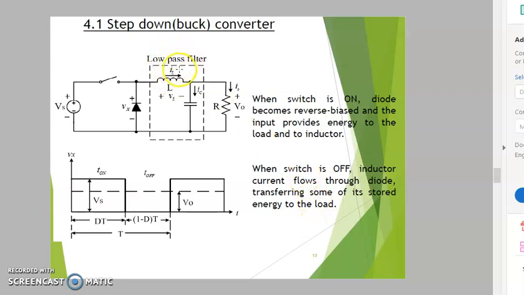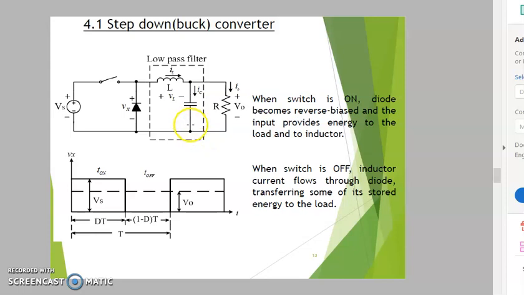So this is the arrangement of the low pass filter in the circuit. When the switch is on, the diode becomes reverse biased, so the input will provide energy to the load and inductor. Switch on here, it will go to the load. But when you switch off, there will still be current inside. Sorry, this is for the low pass filter. If you switch on, there will be a high spike. The high spike will go into your capacitor instead of going directly to your load. It will be absorbed by the capacitor first, then it goes to your load.